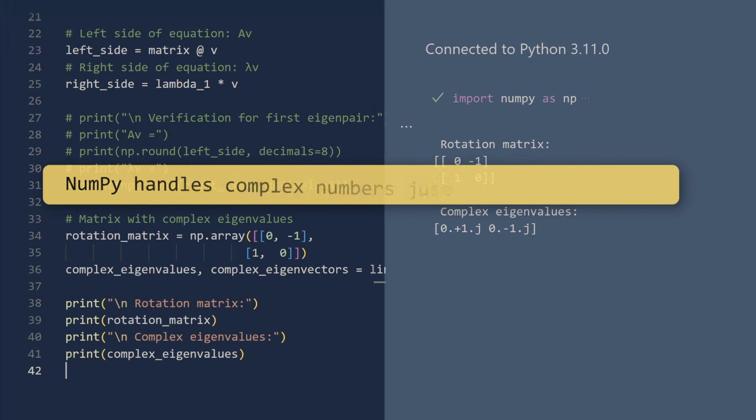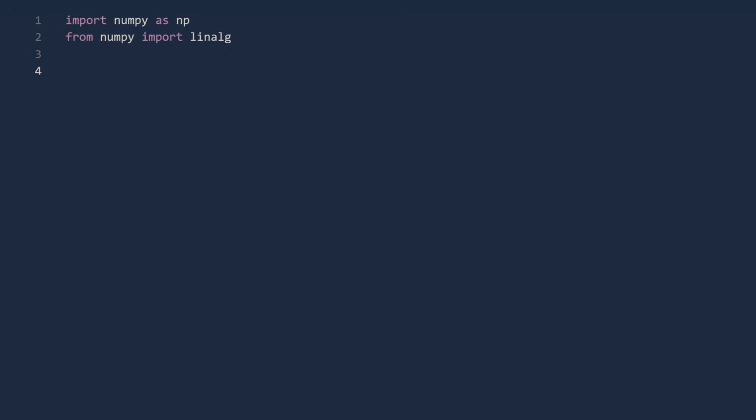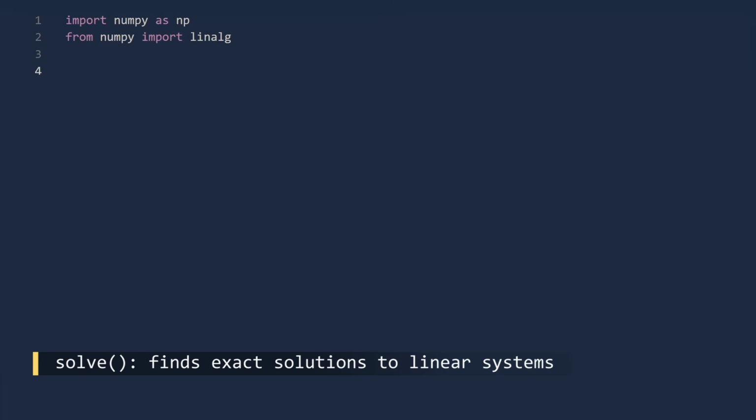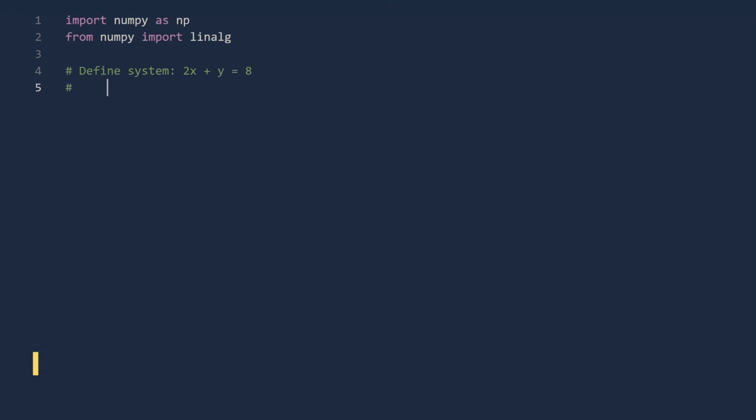NumPy handles these complex values with the same precision as real numbers, allowing us to work confidently with any type of matrix. Next, we shall explore how these concepts help us solve systems of linear equations. While linear systems of equations can be solved using matrix inversion, NumPy's solve function offers a more efficient and numerically stable approach. Let us solve this system of equations.